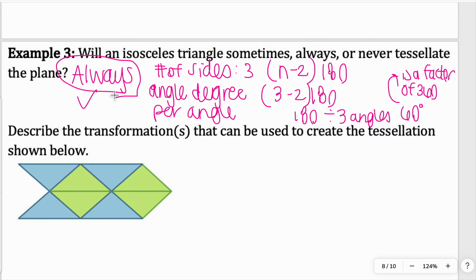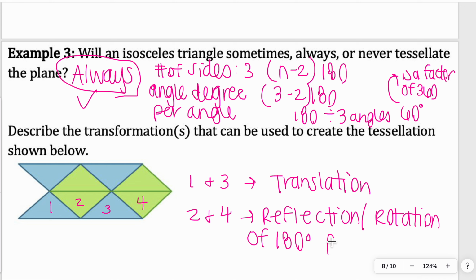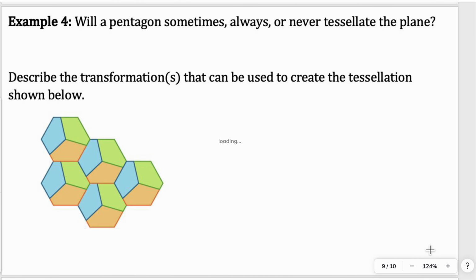For this one, describe the transformations that can be used to create the tessellation shown. Maybe you think about these as like shape 1, shape 2, shape 3, shape 4. So 1 and 3 were a translation. And then 2 and 4 are a reflection. Or you could even say rotation of 180 degrees from numbers 1 and 3. Okay, so it's just figuring out like, oh, these are the same shapes, and I've created a rigid transformation to make my tessellation. See if you can try example 4.